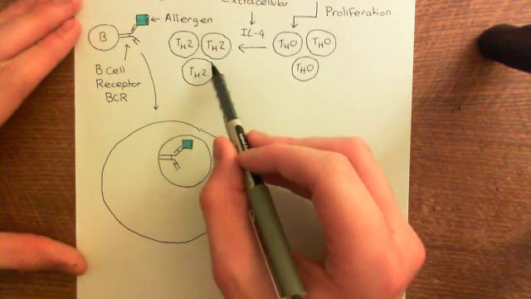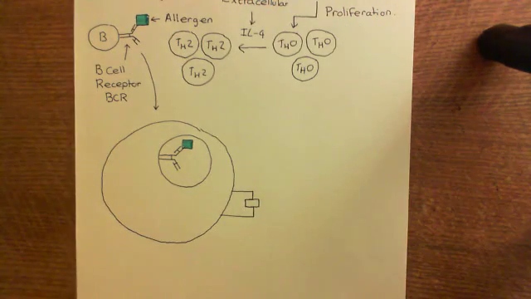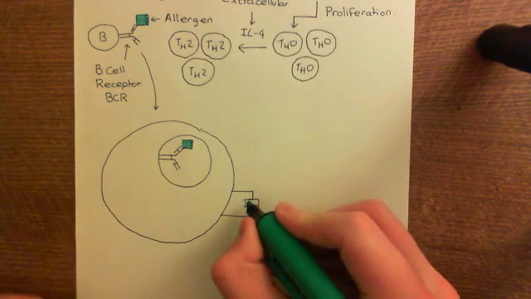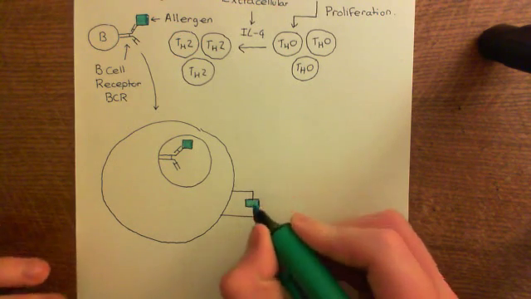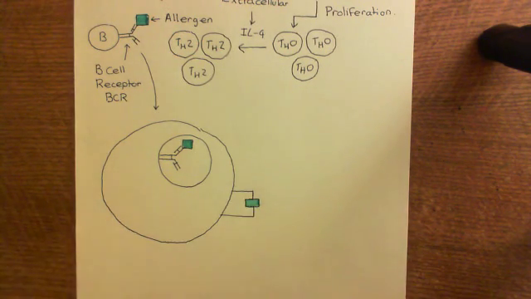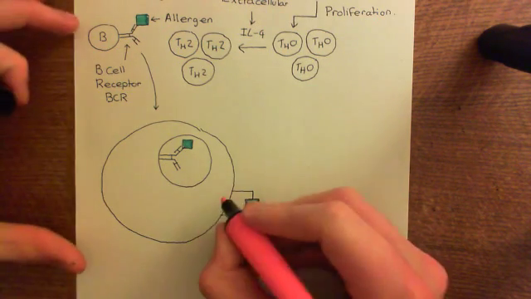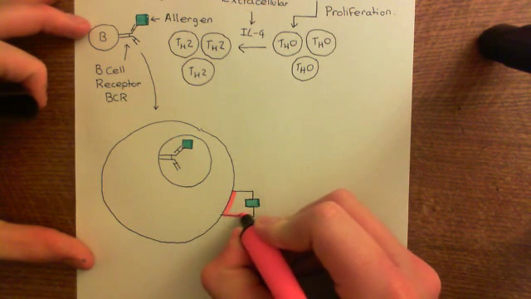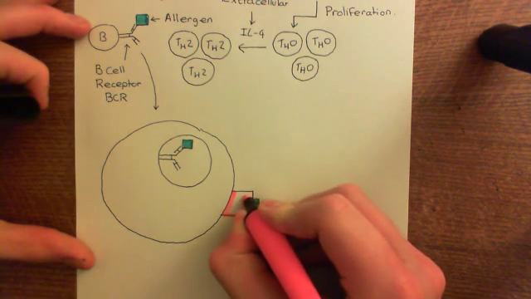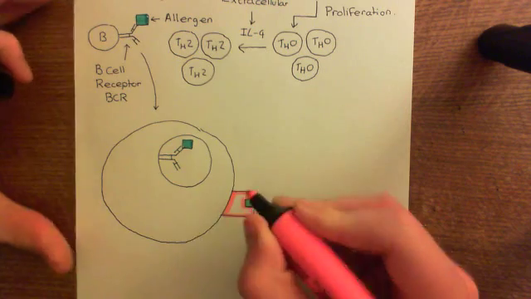response against again. So these T helper 2 cells are primed against this very allergen fragment that is now on the surface of these B cells presented in MHC class 2. Okay, so I'll colour in the MHC class 2 in red here. In fact, I might outline. So outlined in red here is the MHC class 2.